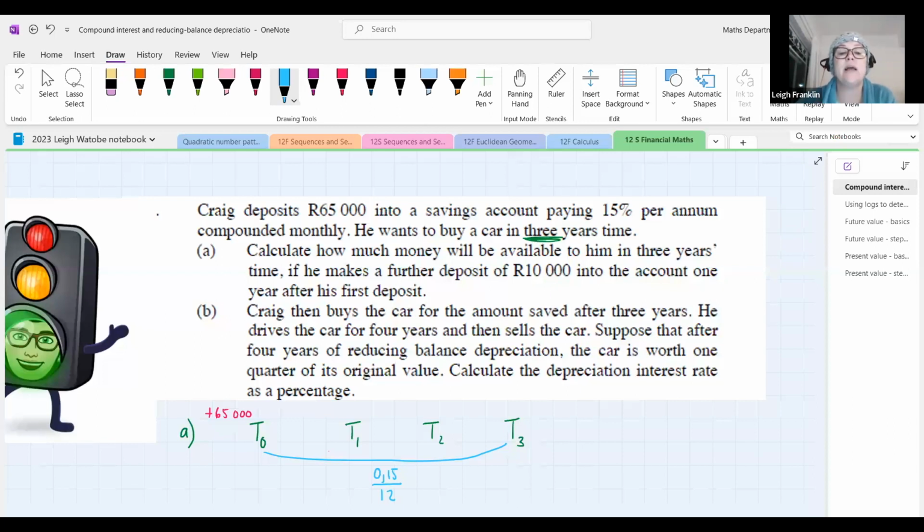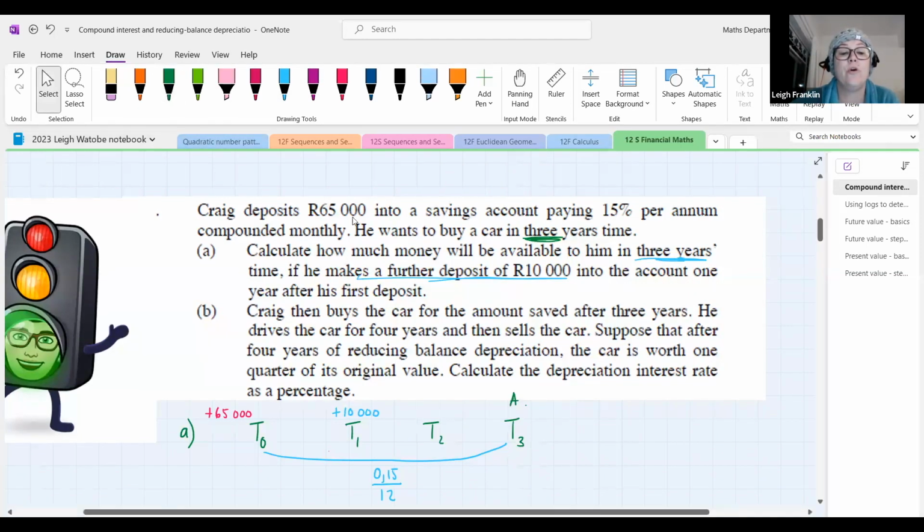They say to us, calculate how much money will be available to him in the 3 years if he makes a further deposit of 10,000 Rand into the account 1 year after his first deposit. So in other words, at T1, he is depositing a further 10,000 Rand. Okay, how much money is he going to have in the account?